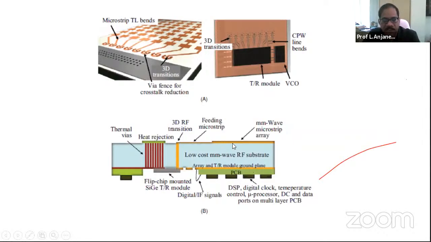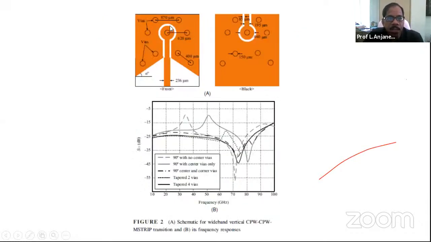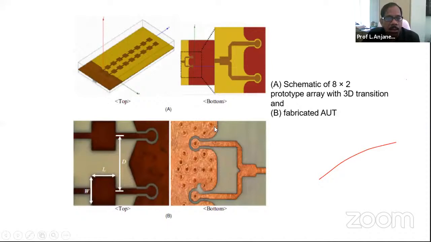Okay, so this is one example of the design, and this shows more clearly how the antenna element is integrated. This is the photograph of, for example, an 8 by 2 array. You see here there are 8 elements and 2 rows, so it's an 8 by 2 array, and this is a fabricated antenna under test.